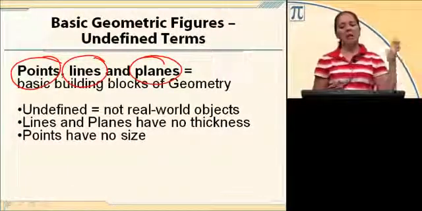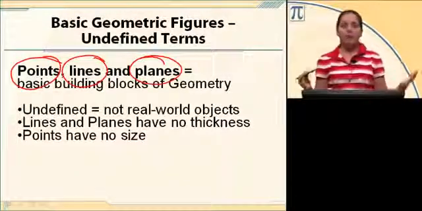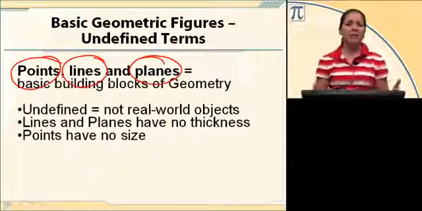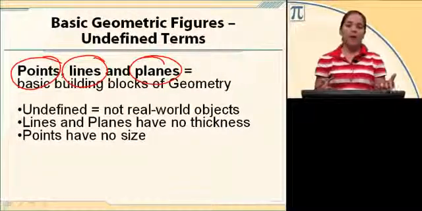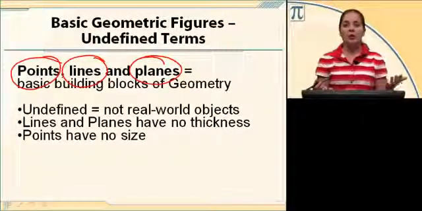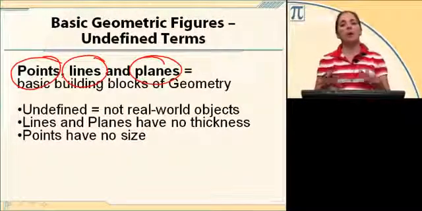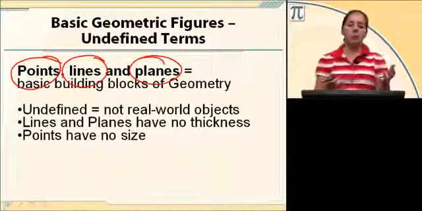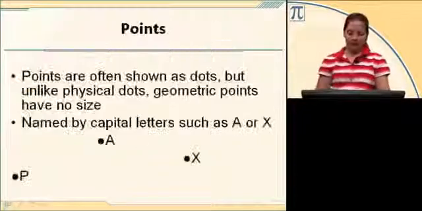These 3 items, points, lines, and planes, are undefined. We just describe them. They don't have any size, they don't have any thickness. We agree to accept their so-called definitions or their so-called descriptions. And by accepting those, we're able to build properties and build geometry off those 3 ideas. So everything in geometry comes from points, lines, and planes.